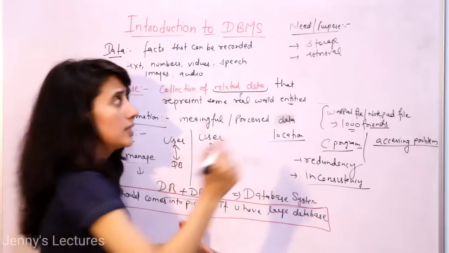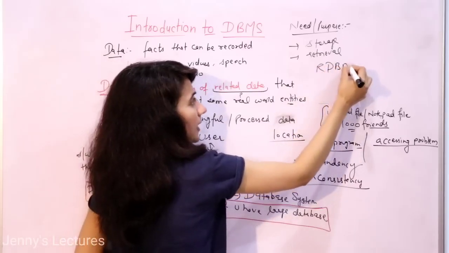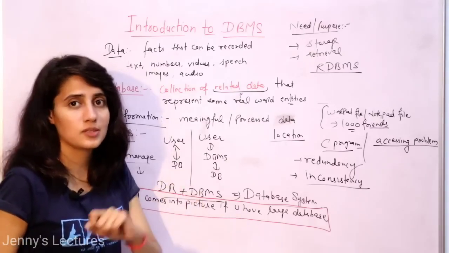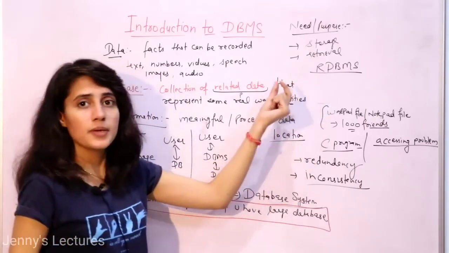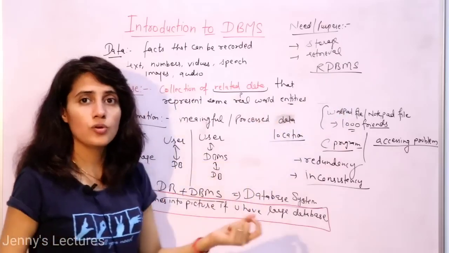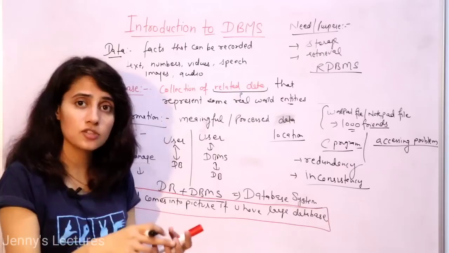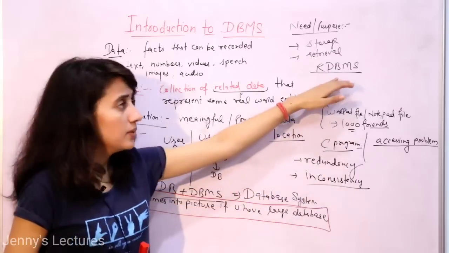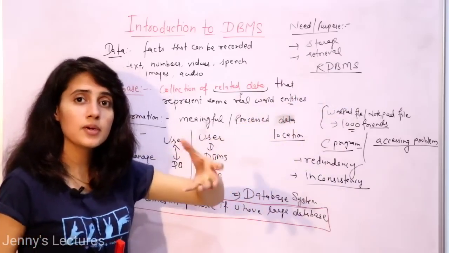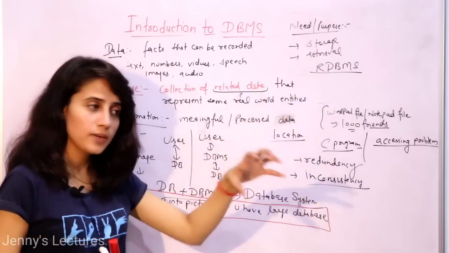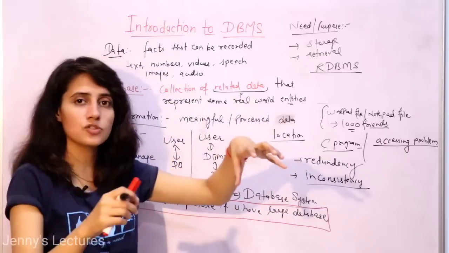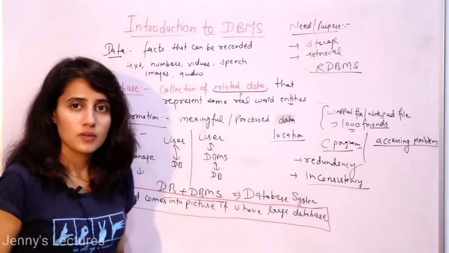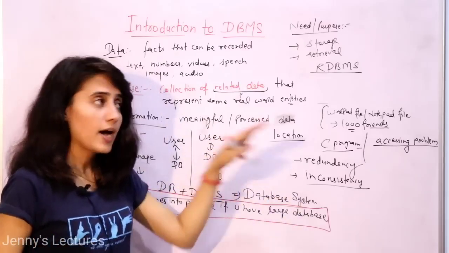Now here one more term is RDBMS. Mainly this is the subject we will deal with: RDBMS, Relational Database Management System. Why RDBMS? Because in this case the data is stored in the form of tables, or relations. Relations are also known as tables. The tables have some relationship among them: one table is related to another table. That is why it is known as a Relational Database Management System. So we will discuss RDBMS only.